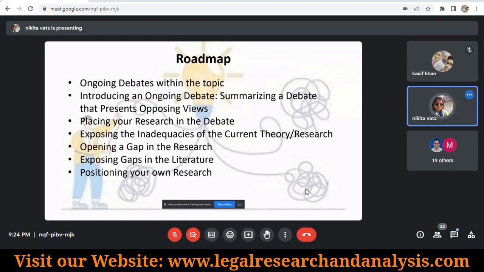That is an inadequacy, right? Next is opening a gap in the research. So this we have discussed a lot of times, exposing gaps in the literature, and now you have to position your own research. What you are adding, what do you think, how you will fill that gap? That is your research. That is how you position your research, right?